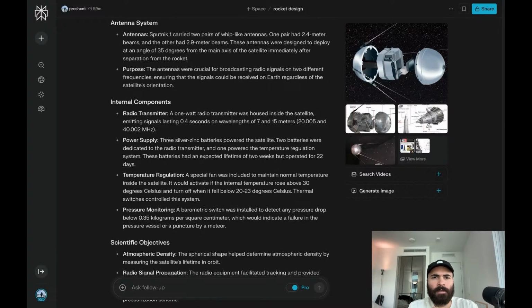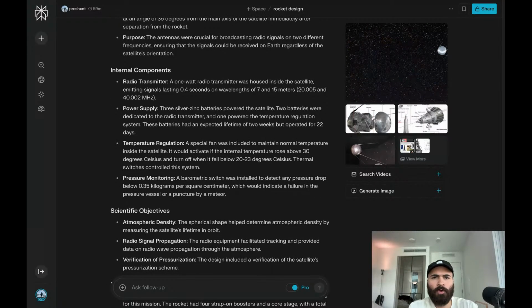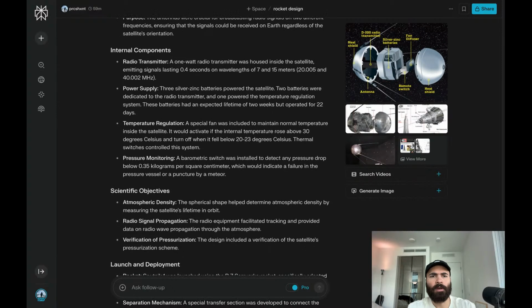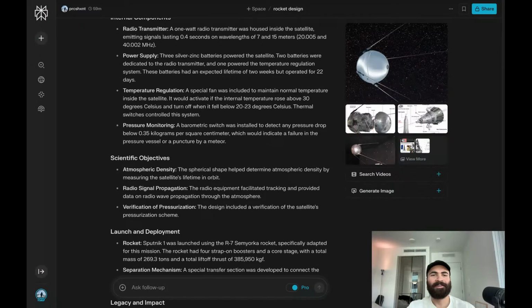Antenna. Okay, two pairs of whip-like antennas. One pair had 2.4 meter beams, and the other had 2.9 meter beams. They were designed to deploy at an angle of 35 degrees from the main axis of the satellite immediately after separation from the rocket. Crucial for broadcasting radio signals on two different frequencies, ensuring that the signals could be received on Earth regardless of the satellite's orientation. Smart, really smart.